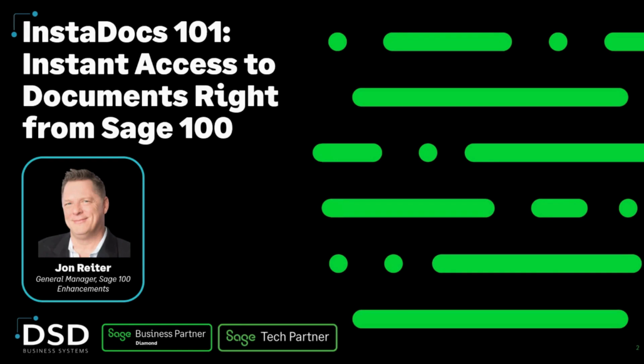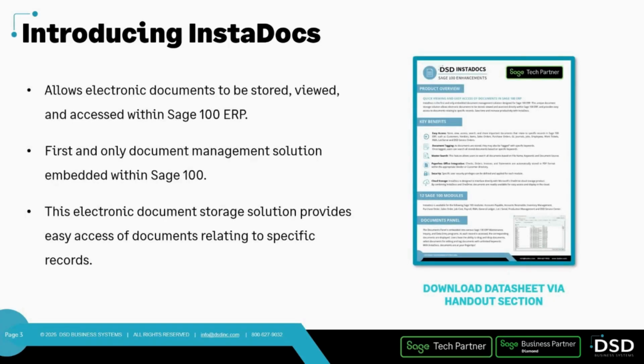As mentioned, my name is John Ryder. I am the General Manager for Sage 100 Enhancements at DSD Business Systems. The product I'm going to show you today is our Instadocs. We have over 500 enhancements to Sage 100, and the Instadocs suite of enhancements was developed a little over 10 years ago. And I'm excited to show you this product. It's one of my favorite products to show.